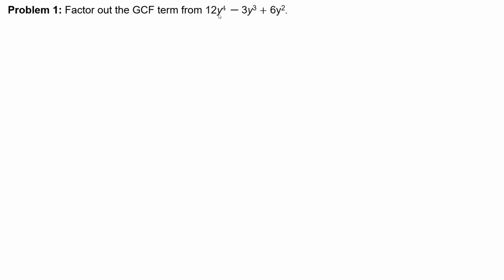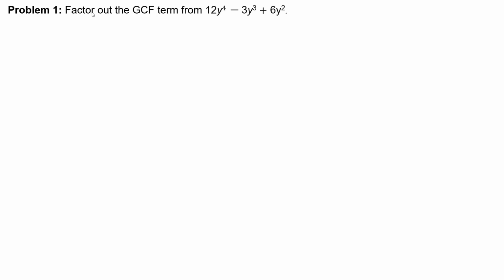So I'm giving you a trinomial, right? 12y to the fourth minus 3y cubed plus 6y squared. Note that I cannot simplify this any further because these are not like terms. These are not like terms. So I can't add them anymore. Now, what are you being asked to do with this?